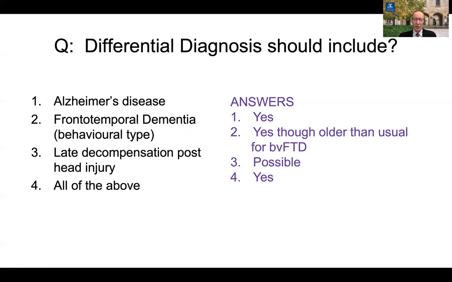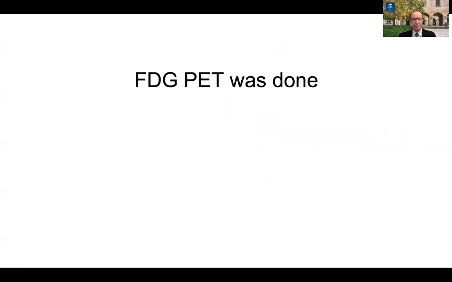Late decompensation post-head injury. Well, certainly the patient would have markedly reduced brain or cognitive reserve given the amount of long-standing brain damage. It's questionable whether this could lead to cognitive deterioration in later life as normal brain aging occurs. It would certainly make them more prone to showing cognitive impairment with any sort of brain insult, such as very mild Alzheimer's disease. Could it be all of the above? Yes, we really don't have a clear answer at the moment.